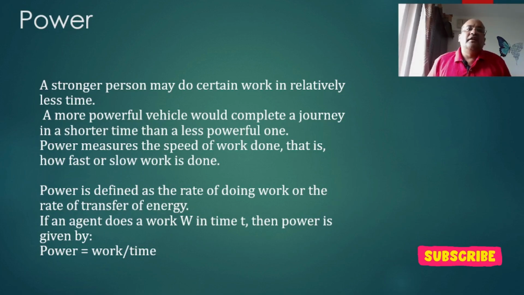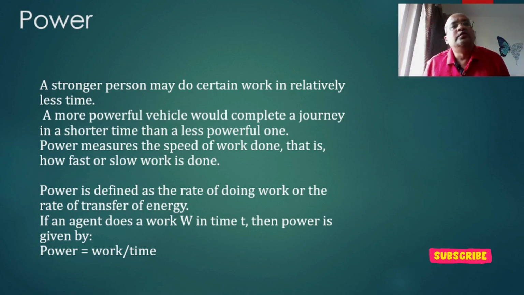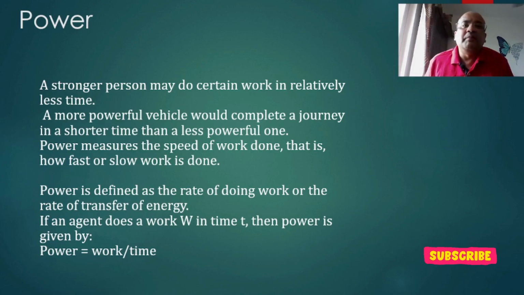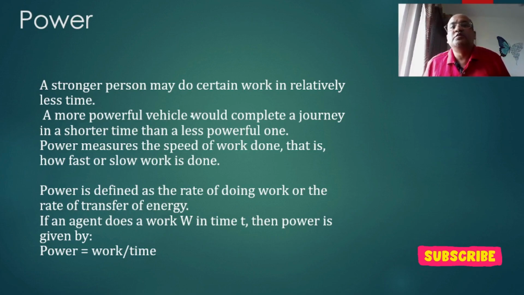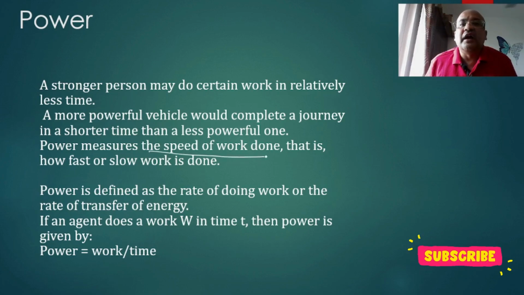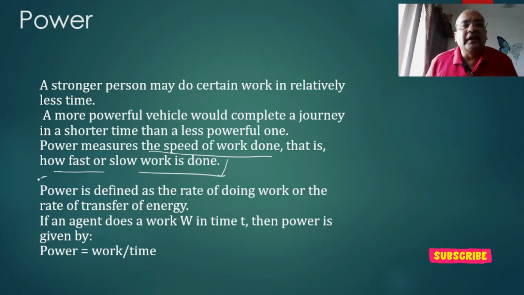Now let's see a concept called power. In our day-to-day life, we come across this word power, right? That person is so powerful. Compared to the other, that vehicle is so powerful. A stronger person may do certain work in relatively less time. A more powerful vehicle covers more distance in a shorter period of time. Power measures the speed of the work done, that is, how fast or slow the work is done. So we can define power as the rate of doing work or the rate of transfer of energy.